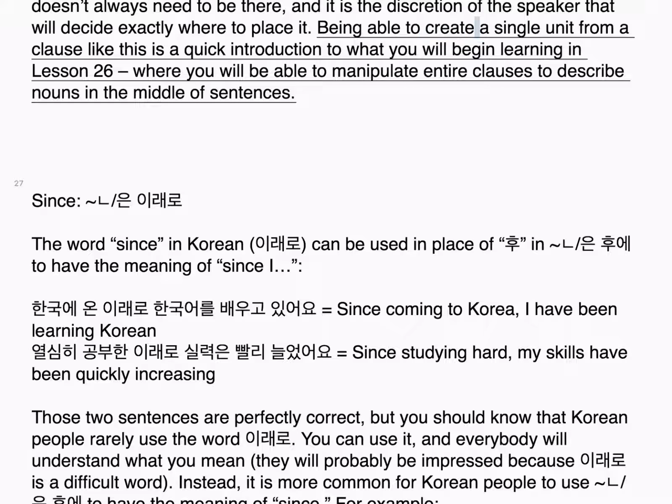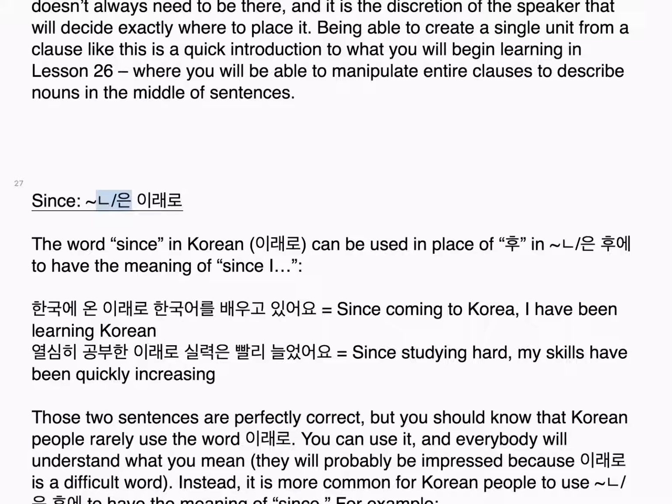Being able to create a single unit from a clause like this is a quick introduction to what you will begin learning in Lesson 26, where you will be able to manipulate entire clauses to describe nouns in the middle of sentences. Since. 는 이래로. The word since in Korean, 이래로, can be used in place of 후 in 는 후에 to have the meaning of since I: 한국에 온 이래로 한국어를 배우고 있어요. Since coming to Korea, I have been learning Korean.